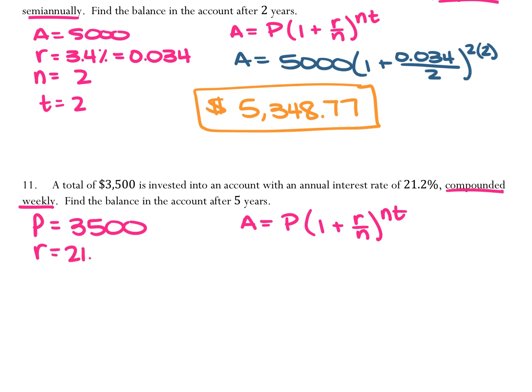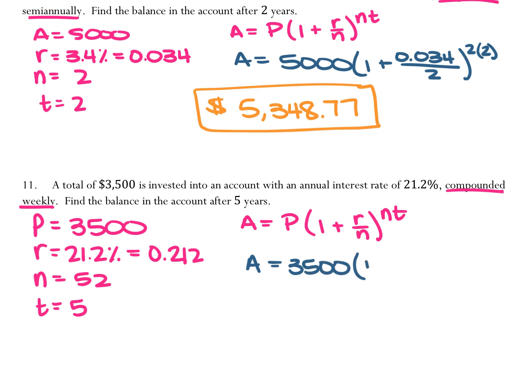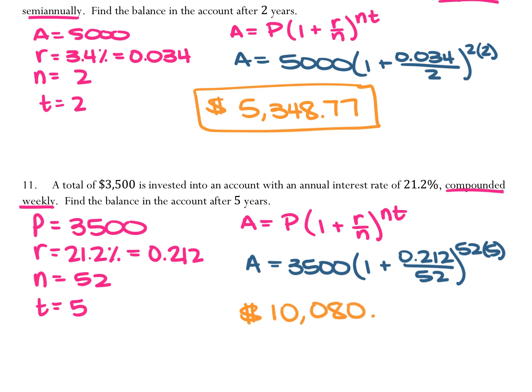Your rate is the 21.2%, which is 0.212 as a decimal. Your N, because it happens weekly, there's 52 weeks in a year. N is 52. And then your time is 5 years. So this all plugged in is going to give you A is equal to 3,500 times 1 plus 0.212 over 52 to the power of 52 times 5. We plug this into our calculator. We round to 2 decimal places, and this should give you $10,080.55.